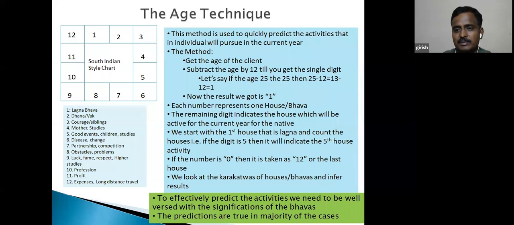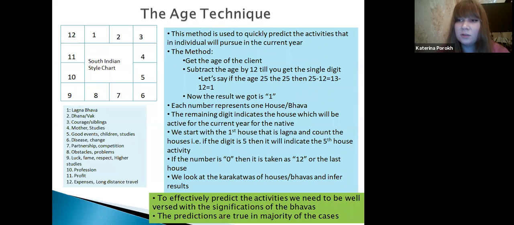But how do we count this? For example, if I just became 26, or if I'm already 25 during the whole year, how will this work? For what period of time? You take it from birthday to birthday. Yes. So these results work from birthday to birthday. Not by calendar year, but from the moment you turned 25 until you turn 26, the characteristics of the house that is activated will be working for you.